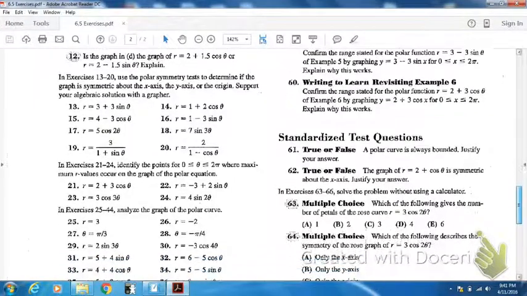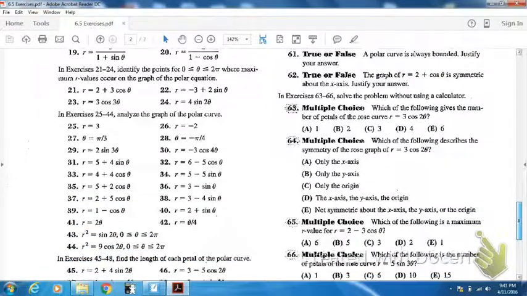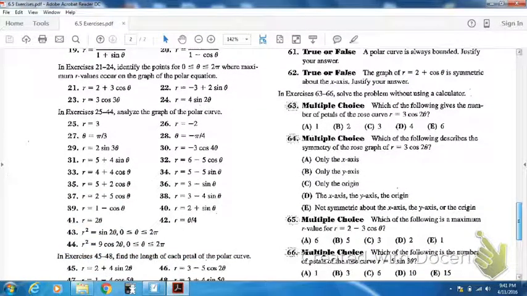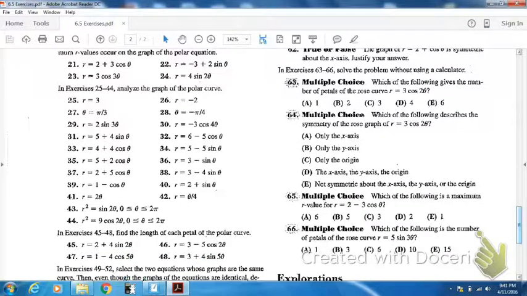Okay, for 21 and 23, you want to identify the maximum value, so that's where we actually put it in terms of x and y instead of r and theta, and found your maximum for your y. For 25, 29, and 31, that's where you're going to analyze the graph and do the 7 parts of the analysis.